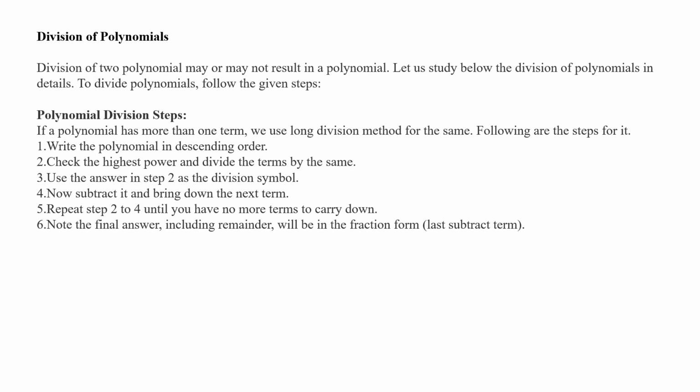So if it is a polynomial, what are the steps for the division? If a polynomial has more than one term, we use the long division method. I already discussed this. You use the division method to check divisibility, and you will also get the remainder. So what are the steps?